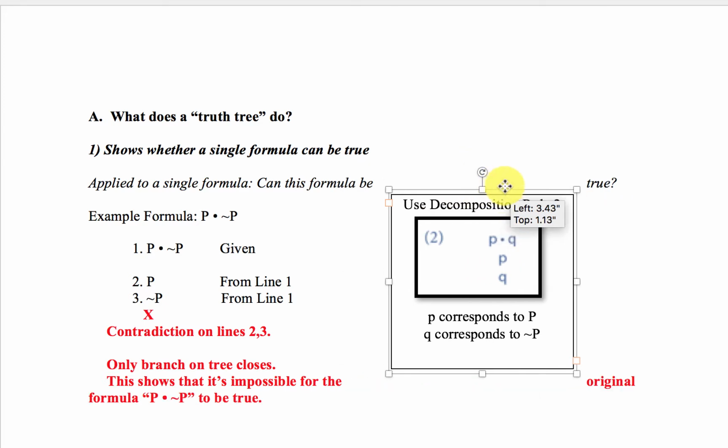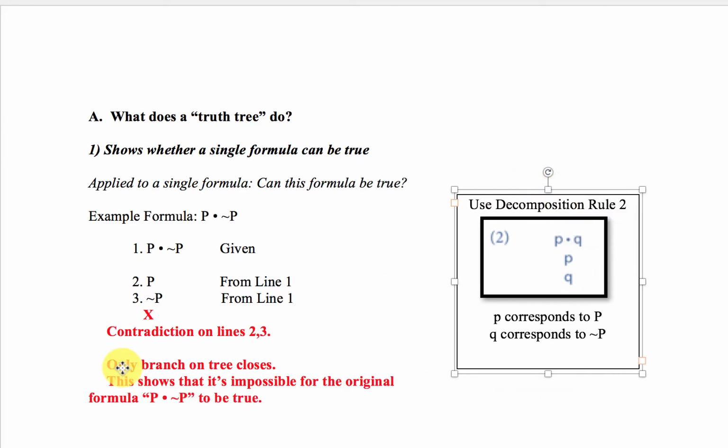Let me shift this around. So the only branch on the truth tree closes, and since there are no open branches, it shows that it's impossible for the original formula, P and not P, to be true. An easy way to double check your work, in this case, is a truth table, which is very simple.